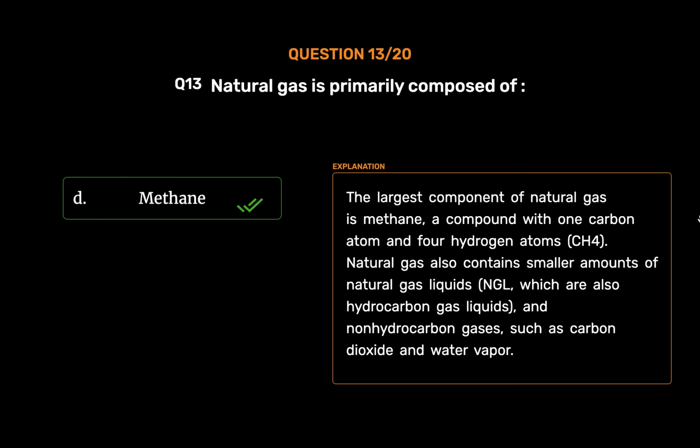The largest component of natural gas is methane, a compound with 1 carbon atom and 4 hydrogen atoms, CH4. Natural gas also contains smaller amounts of natural gas liquids, NGL, which are also hydrocarbon gas liquids, and non-hydrocarbon gases, such as carbon dioxide and water vapor.